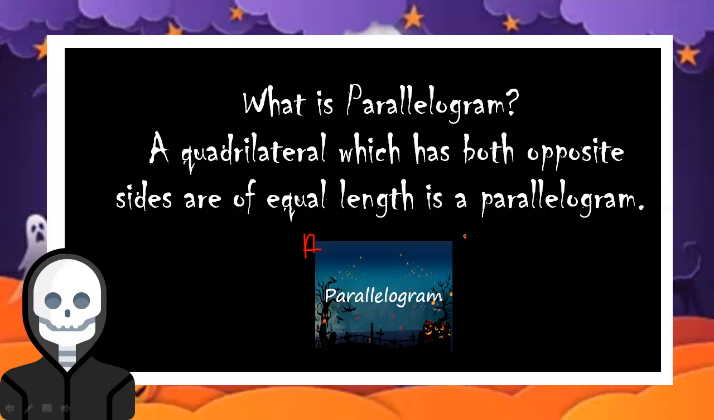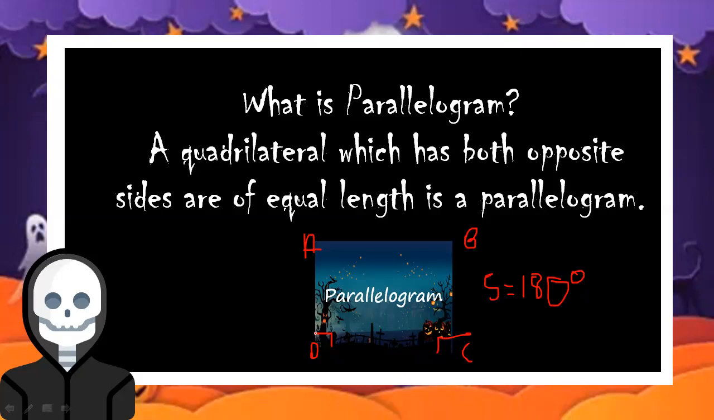Now let's see the last property of the parallelogram. It is, the adjacent angles of a parallelogram are supplementary. So it means angle D will be supplementary to angle C. Supplementary means the sum of the angles is equal to 180 degrees.